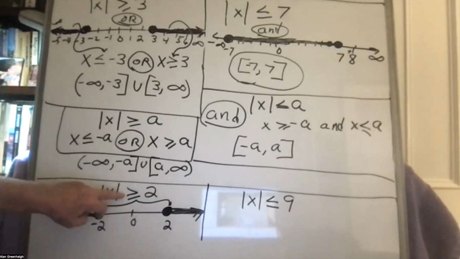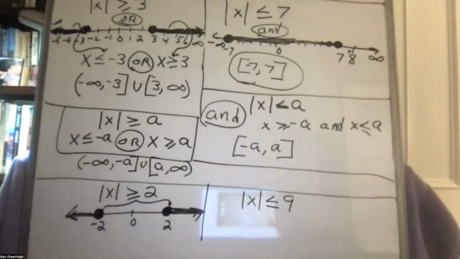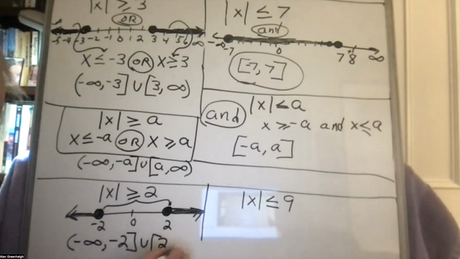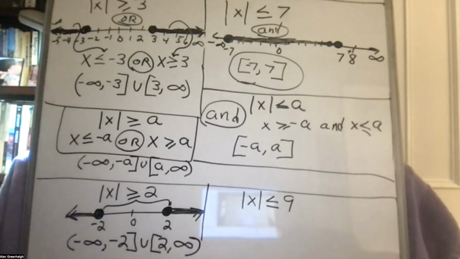The greater than means opposite directions. You can write that down. The greater than means opposite directions. And in interval notation, negative infinity to negative 2, or positive 2 to positive infinity. And this always means opposite directions.